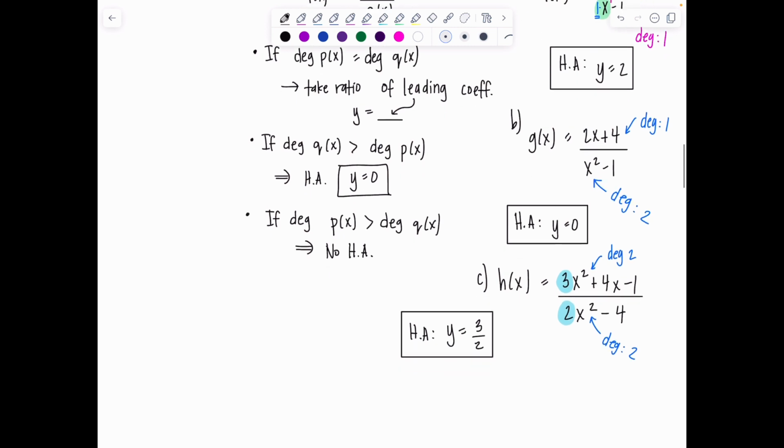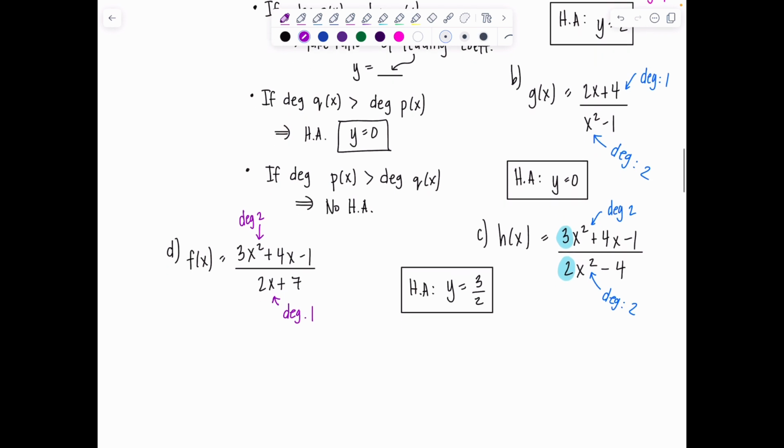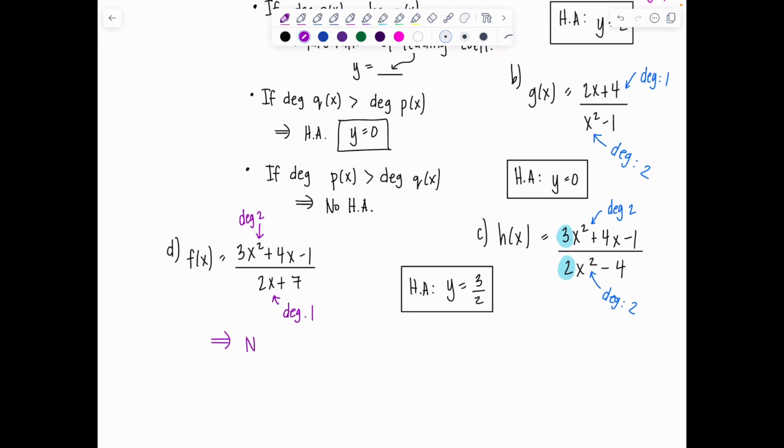And then let's just do one more for good measure. One more f of x. Let's do 3x squared plus 4x minus 1 over 2x plus 7. What's the degree of the numerator? Yes, it's degree 2. And the degree of the denominator is 1. So notice the degree of the numerator is higher than the degree of the denominator. That means there's no horizontal asymptote. Okay, good. So now you're ready for anything.